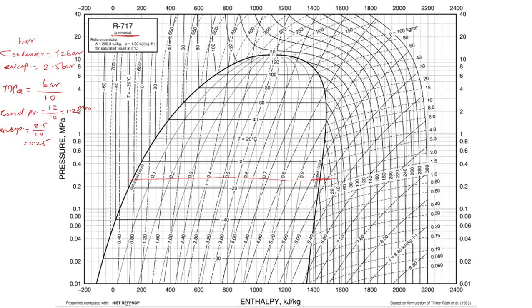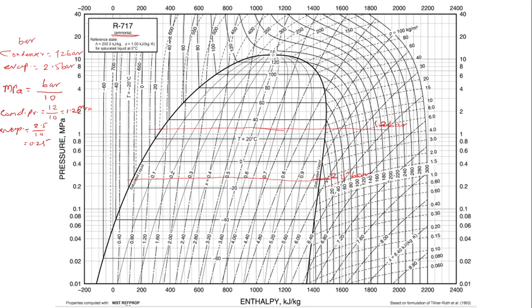Fine. And then the 1.2 MPa line. So 1, 2, this is 1.5. Somewhere over here you'll have the 1.2 MPa pressure line. This is 12 bar, which is 1.2 MPa, and this is 2.5 bar.